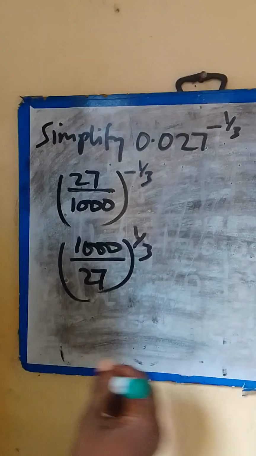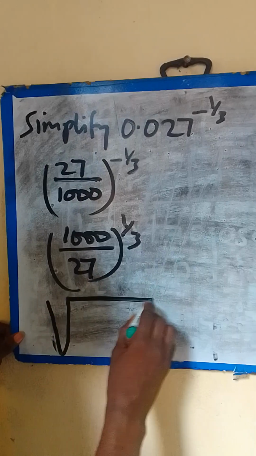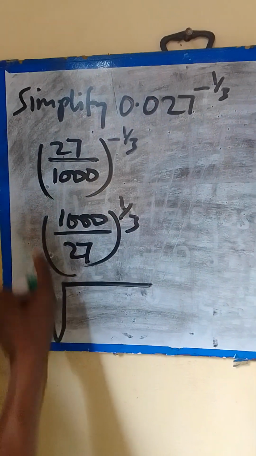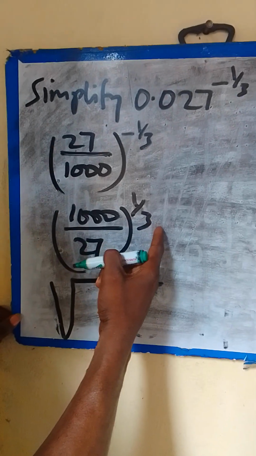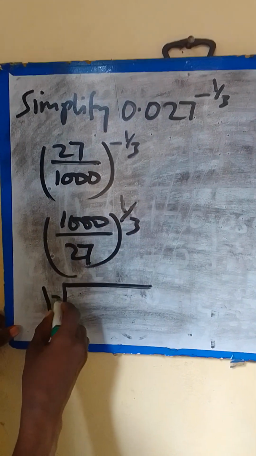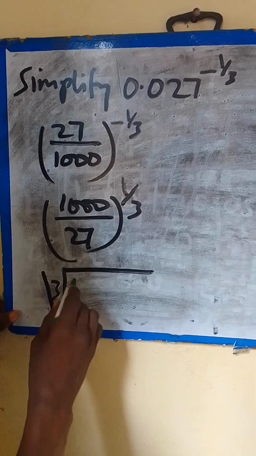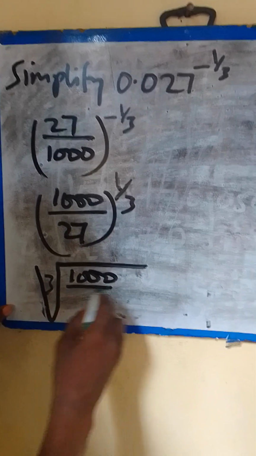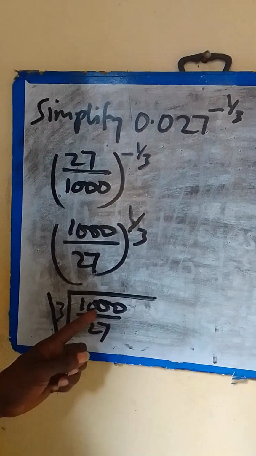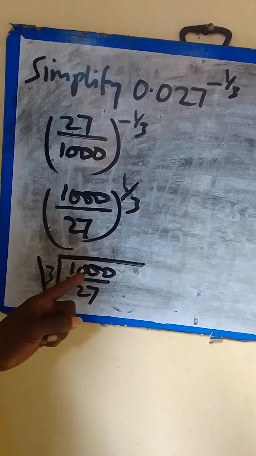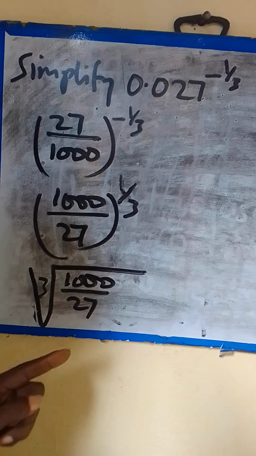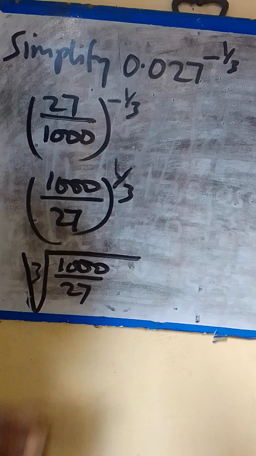And we are told that the root of a number is determined by the denominator of the power. So the denominator here is 3. So it becomes the cube root of 1,000 over the cube root of 27. So you look for a number that when you multiply it 3 times by itself will give us 1,000, and also a number that when you multiply it by itself 3 times will give us 27.